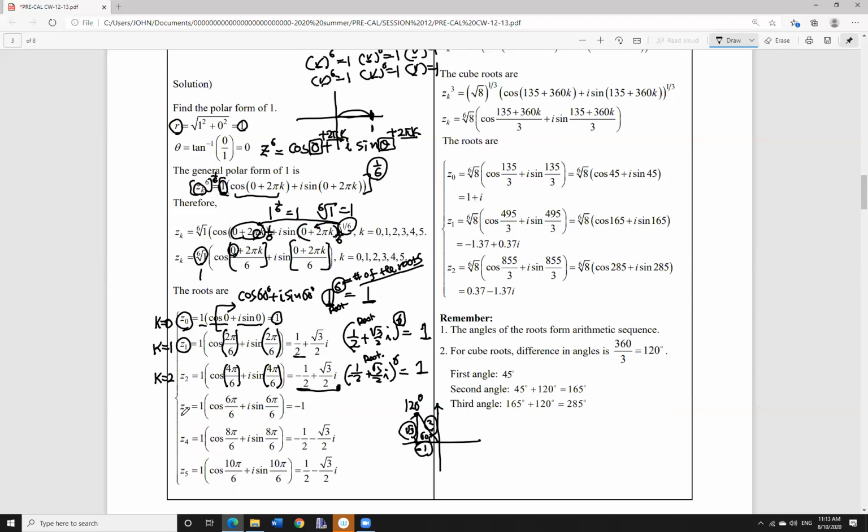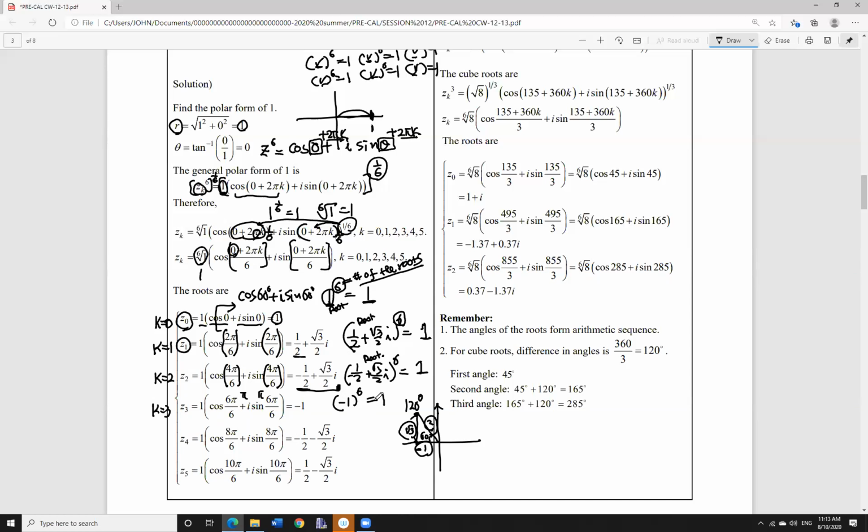Now let's keep going. When k is 3, that is 6 pi, right? Cosine 6 pi over 6 plus i sine 6 pi over 6. 6 pi over 6 is pi, so cosine pi plus i sine pi. Cosine pi is negative 1. Sine pi, sine 180, is 0. So this is negative 1, okay? Negative 1 to the 6th power is still 1. Negative 1 is a root of 1. It is one of the 6th roots, right? Negative 1 is one of the 6th roots.